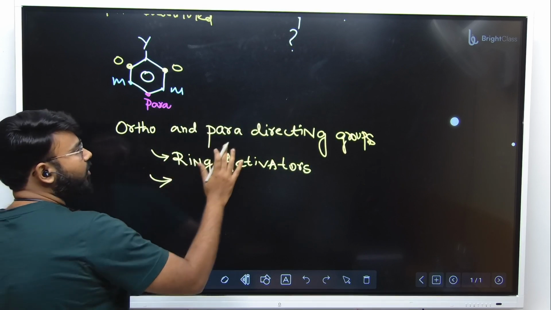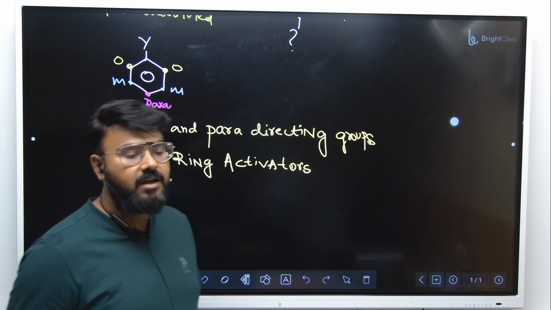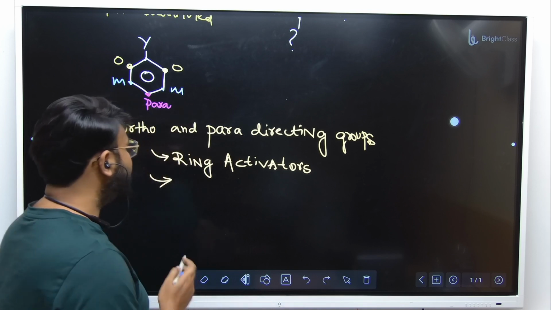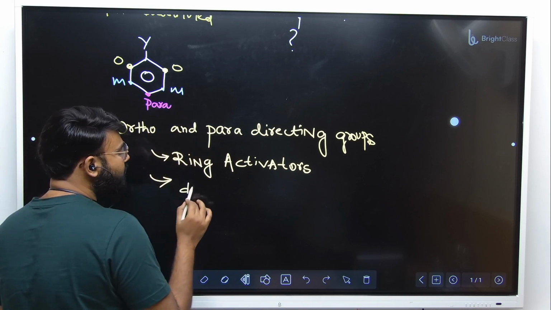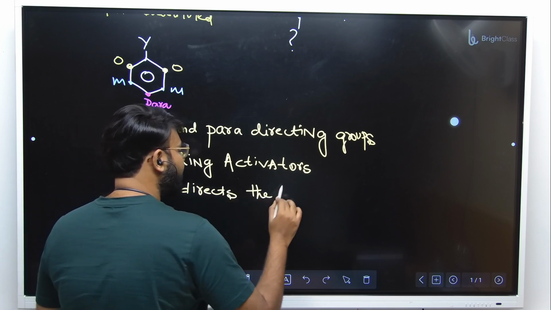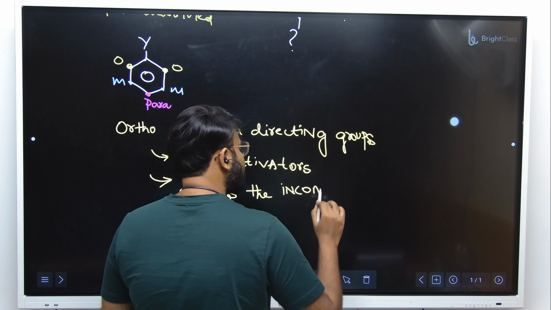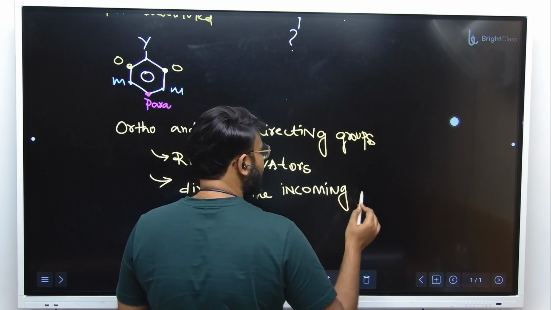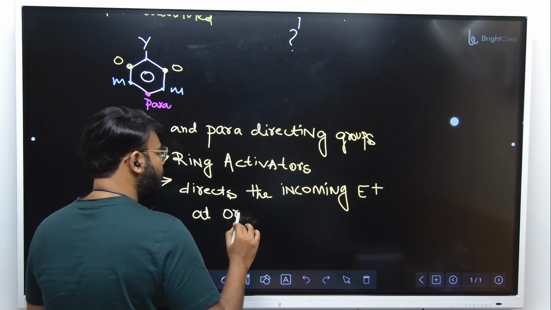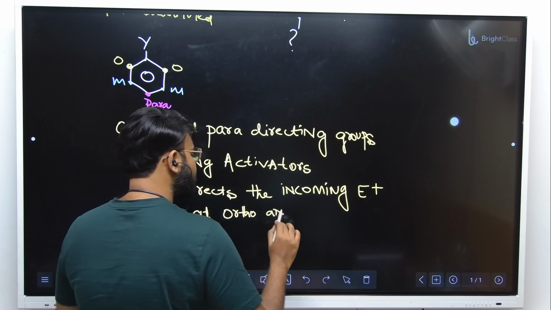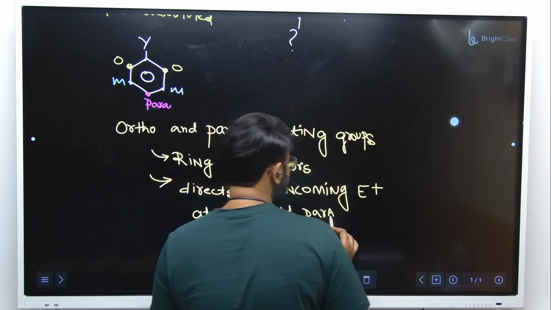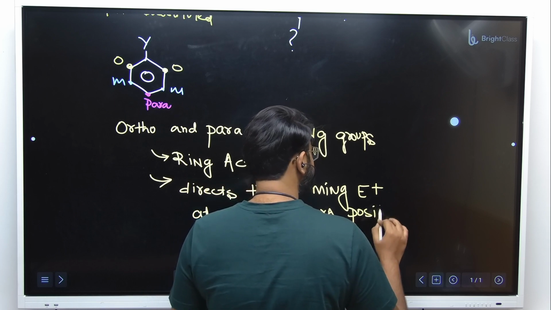So guys, remember this ortho and para directing group, they are called ring activators, okay? Now the question, what do they do basically? They direct the incoming electrophile at ortho and para position.